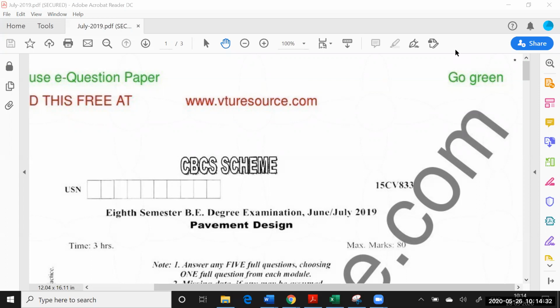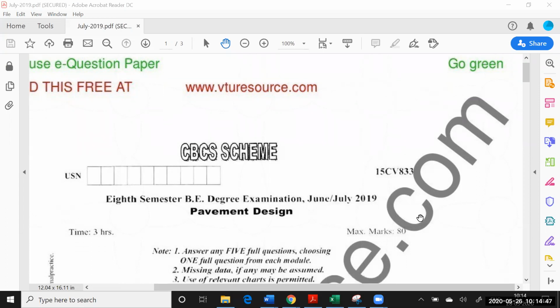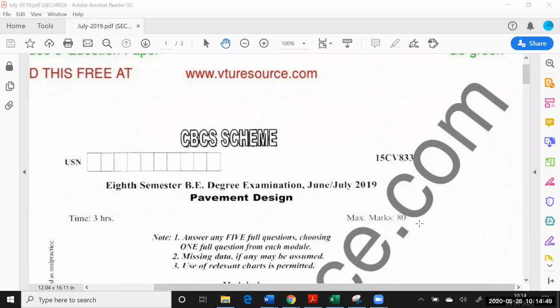So as you all know, the subject basically comprises 5 modules, and from each module you are expected to answer one question from a choice of two, and each question will have subdivisions, and the total marks for which the paper will be evaluated will be 80.